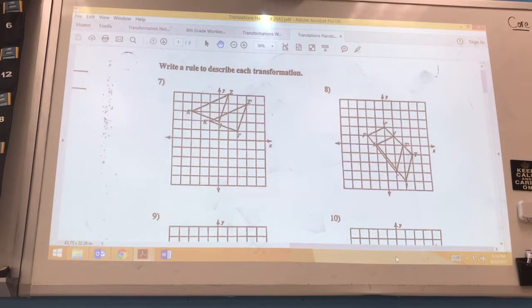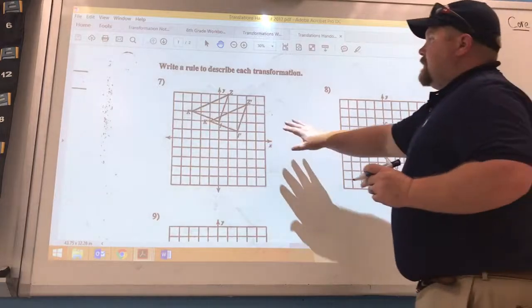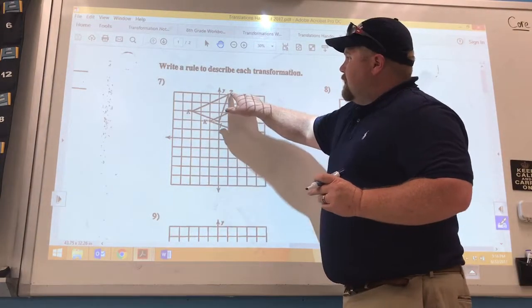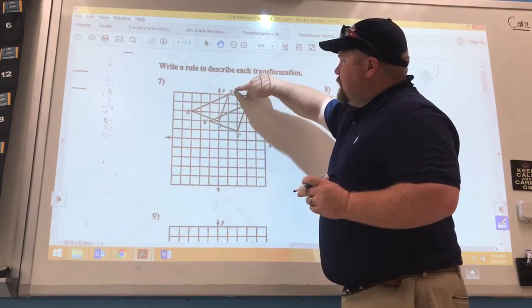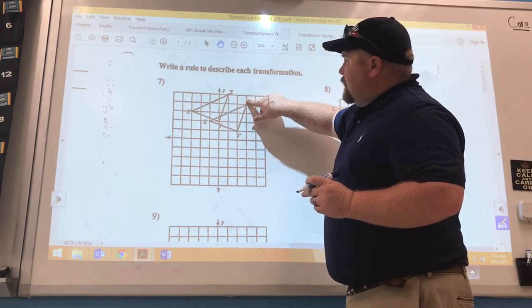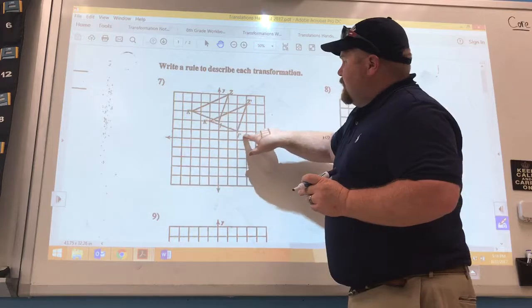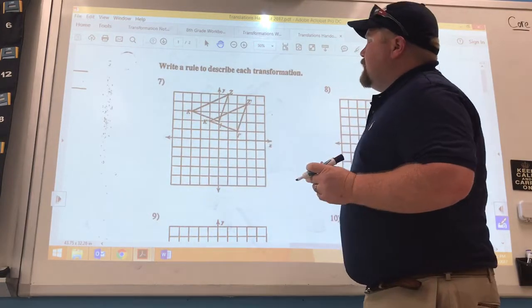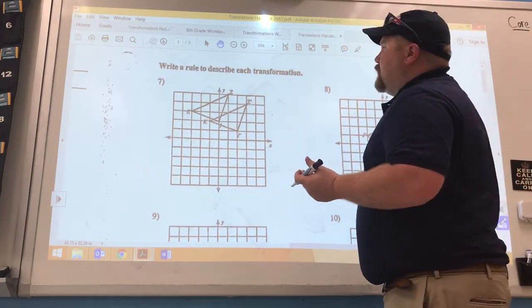Alright, now these are a little different. They've given you the translated forms. These figures have already been translated. You can see that the original is here on the top left. You can tell it's the original pre-image because it has no apostrophes. Here, these apostrophes, called the prime symbol, indicate that this is the newer translated version. So what you have to do is describe how it moved.